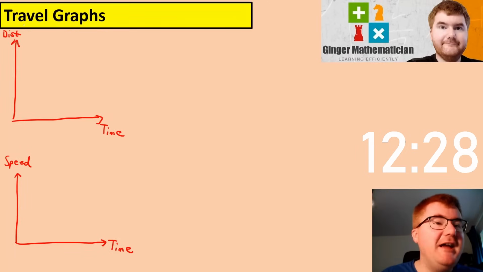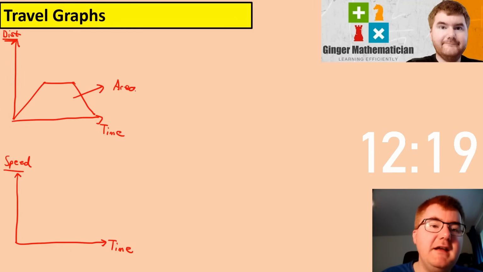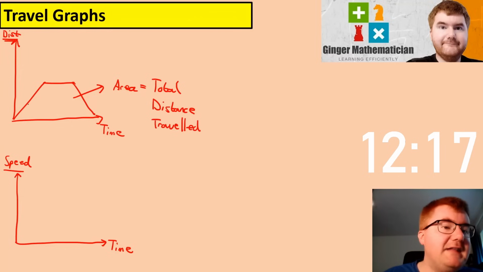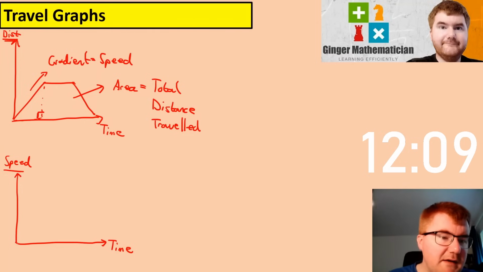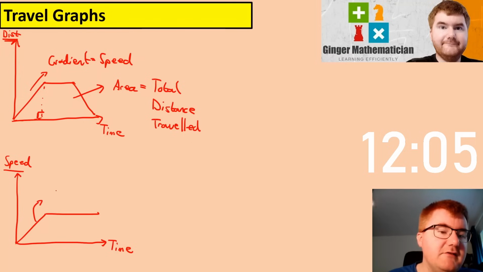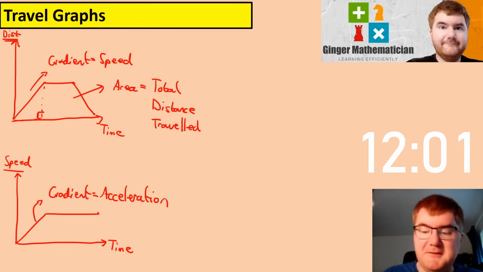Let's carry on. So, travel graphs. We have distance time graphs and speed time graphs. A graph that looks something like this. Very important, the area under the graph here is total distance traveled. And the gradient, which I'll talk about in a different part of the video, so the rise over run here, so the steepness, the gradient here is equal to the speed. A speed time graph is slightly different, so we have something that looks like this. In this case, the gradient that was the speed last time is equal to the acceleration instead.